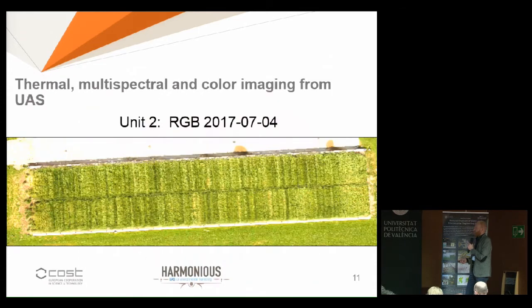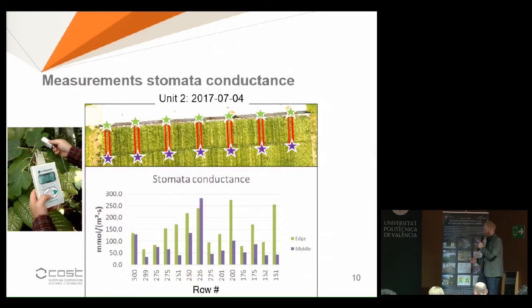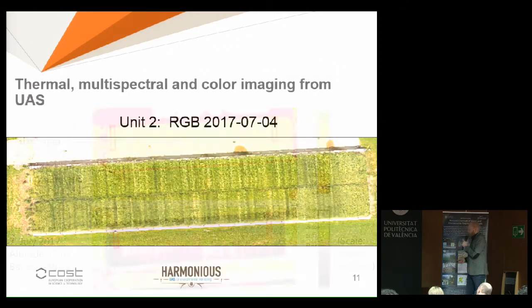And now the drone comes into the picture, because at the same time we did some thermal, multispectral and color imaging, also on the 4th of July, the same pit. And from the RGB image we could see nothing but the color differences between varieties. There was no wilting or anything at this point, even though there is a difference in transpiration.